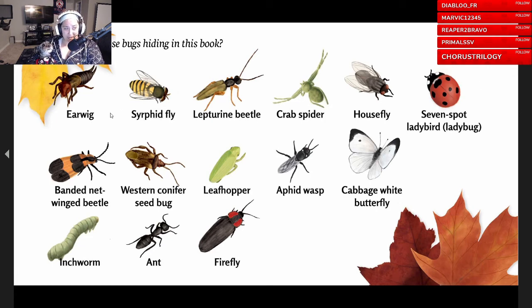Did you see these bugs hiding in the book? There was an earwig. A syrphid fly. Yeah, we'll go with that. A lepturine beetle. A crab spider. Hey, they were just in the last book. A housefly. A seven-spotted ladybird, or ladybug. A banded net-winged beetle. A western conifer seed bug. A leafhopper. An aphid wasp. A cabbage white butterfly. Those are in Animal Crossing. An inchworm. Oh, an ant. Or a firefly.